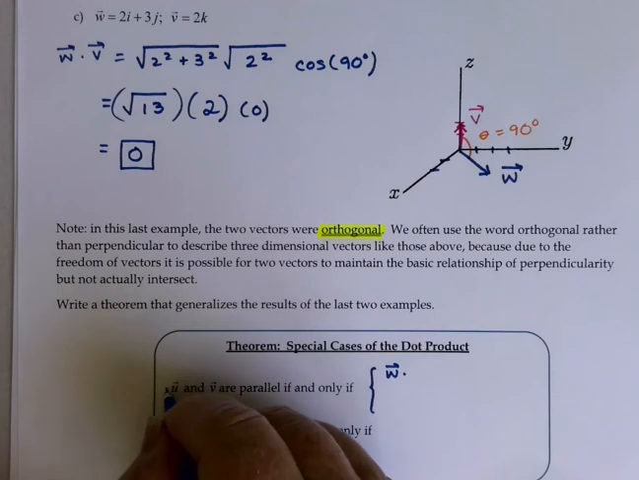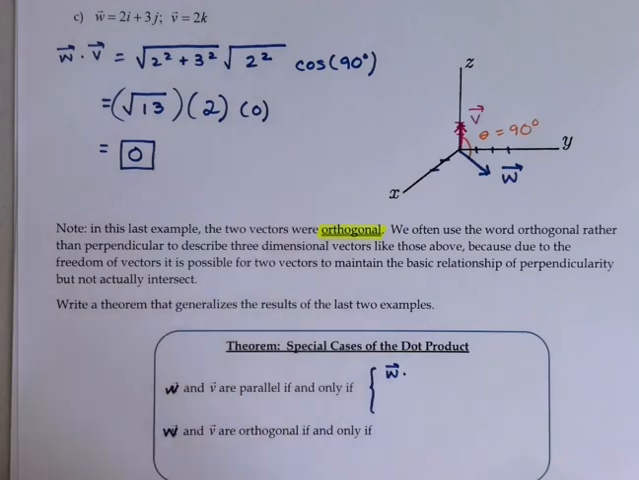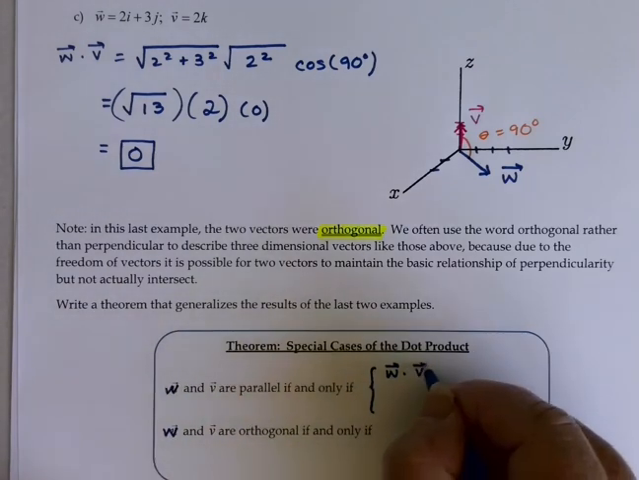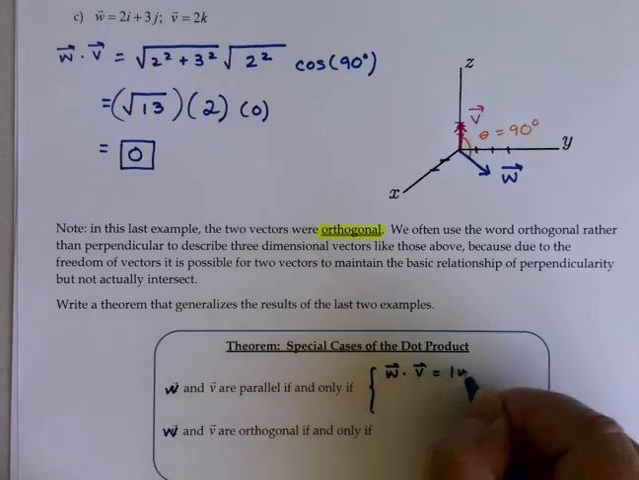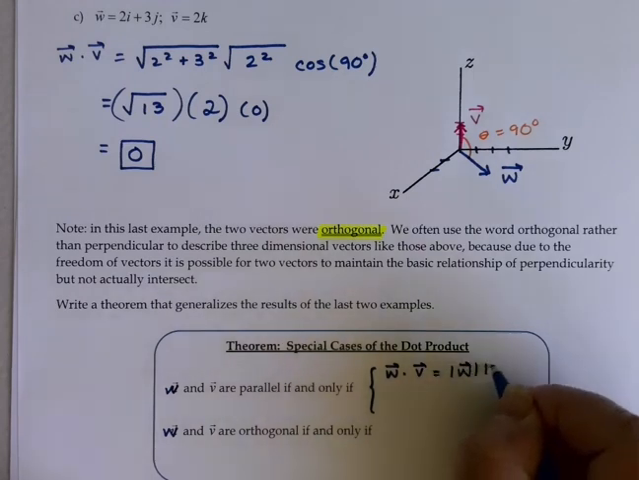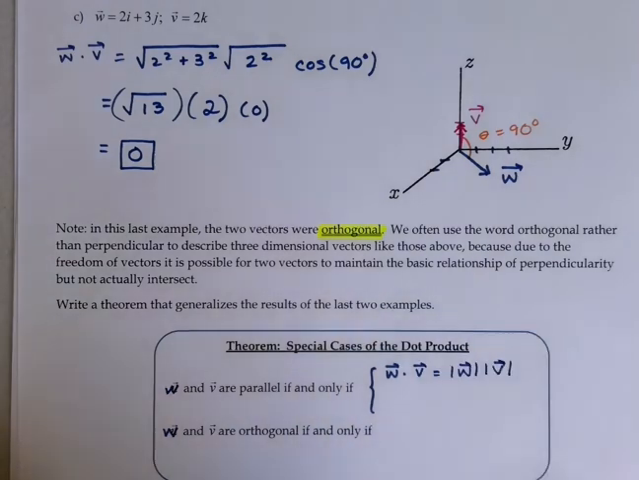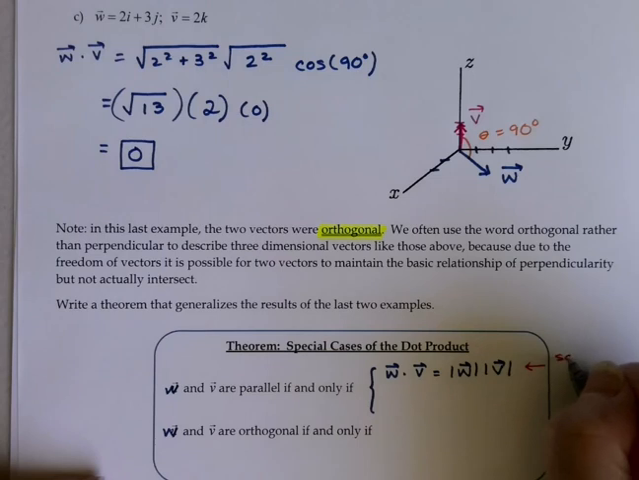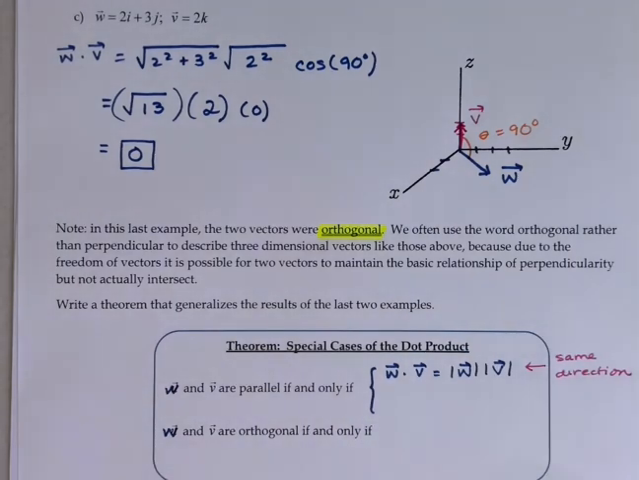Oops, let's make this W and V. I don't want to insinuate that it's a unit vector. W dot V is equal to the magnitude of W times the magnitude of V. This is the same direction case. The other possibility for parallel is that the vectors are in opposite directions.